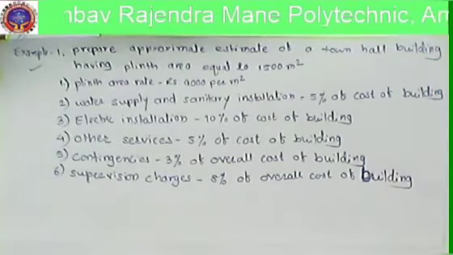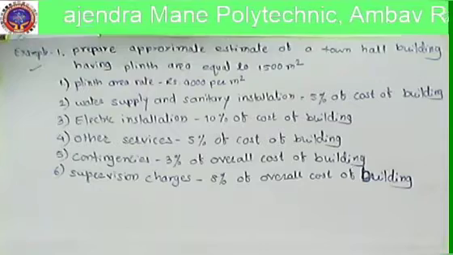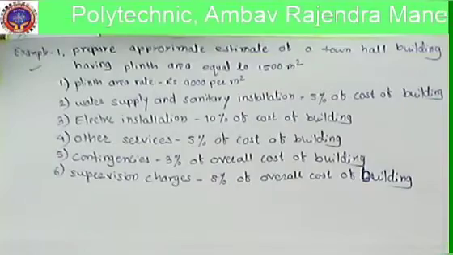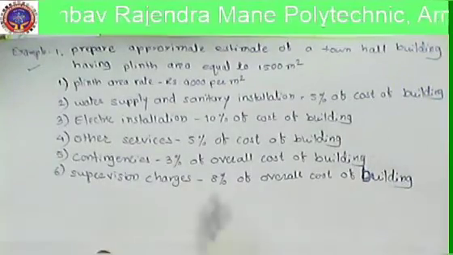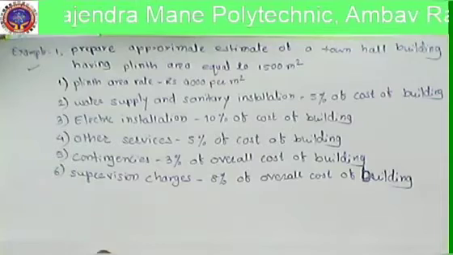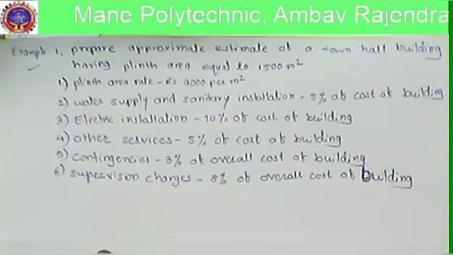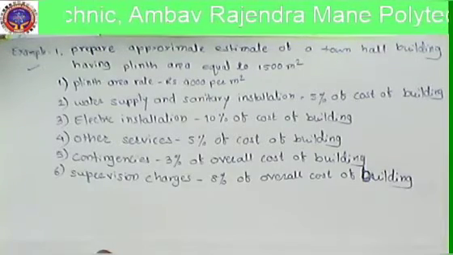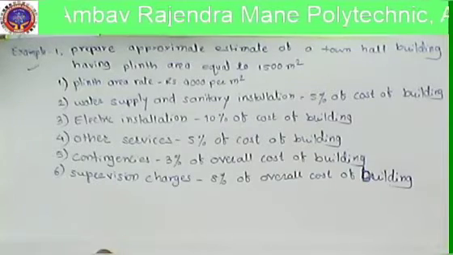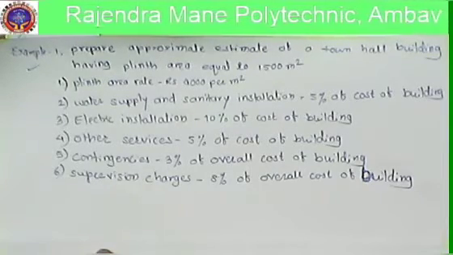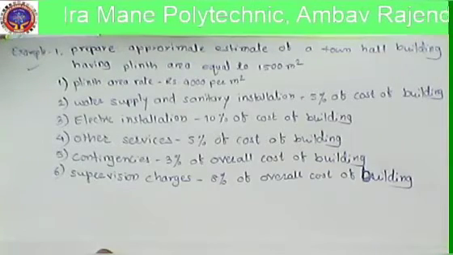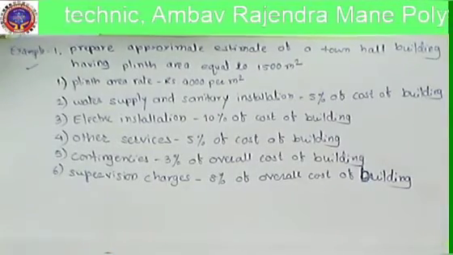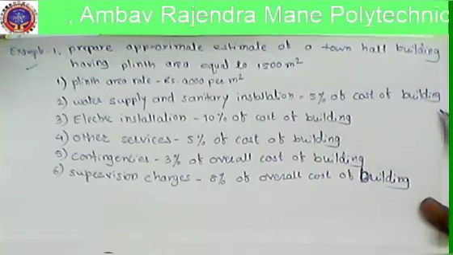Prepare an approximate estimate of a town hall having plinth area equal to 1500 square meter. The plinth area rate is 4000 per square meter. Water supply and sanitary installation 5% of cost of building.